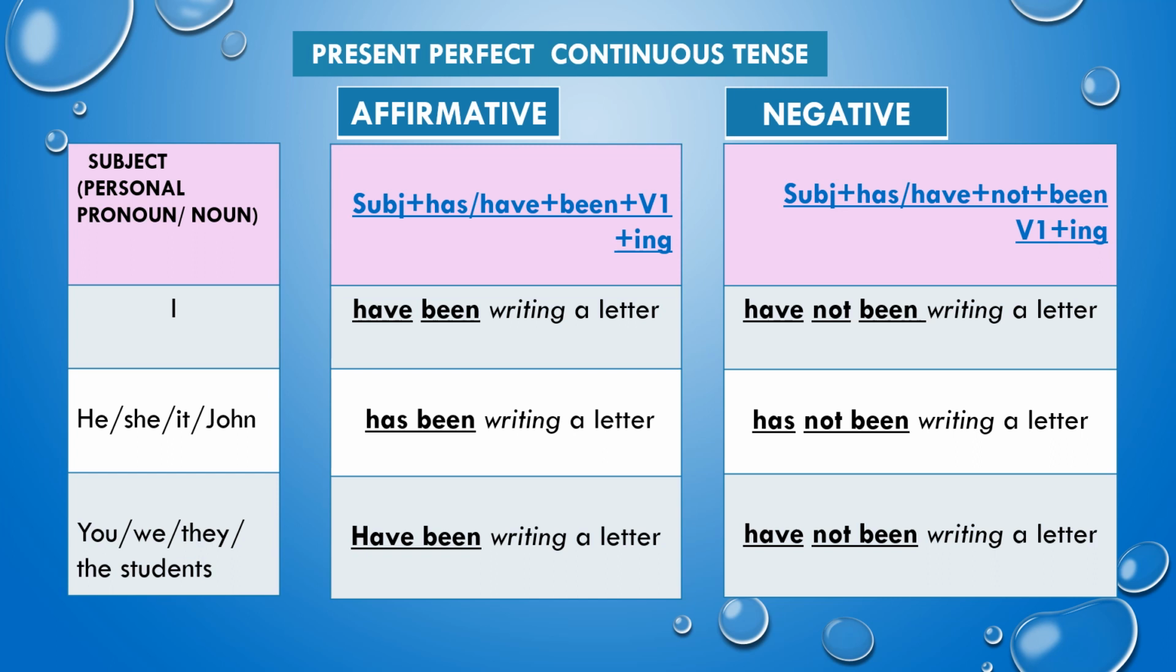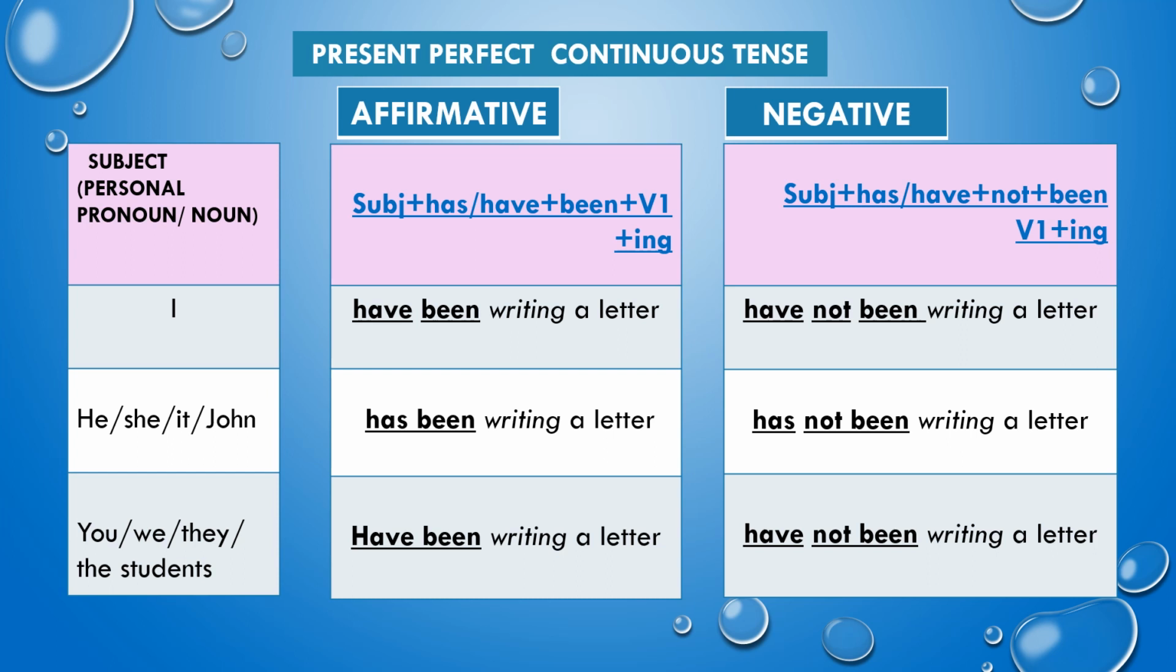The last form of present tense, which is present perfect continuous tense, also has four forms found in pages 124 and 125. If we look at the affirmative column, we shall see that the formula is subject plus has or have plus been plus verb 1 plus ing.